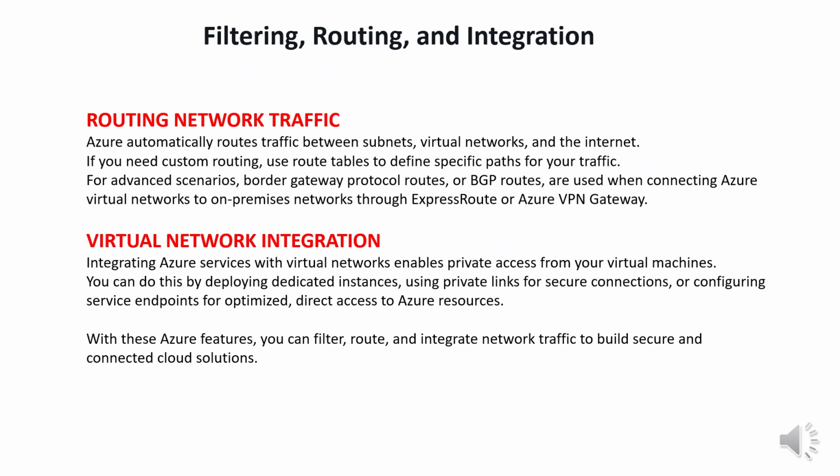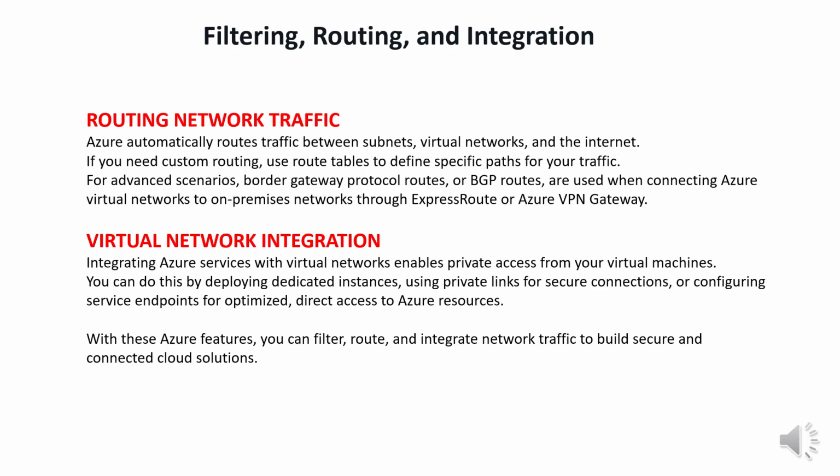Azure automatically routes traffic between subnets, virtual networks, and the Internet. If you need custom routing, use route tables to define specific paths for your traffic. For advanced scenarios, Border Gateway Protocol routes, or BGP routes, are used when connecting Azure virtual networks to on-premises networks through ExpressRoute or Azure VPN Gateway.